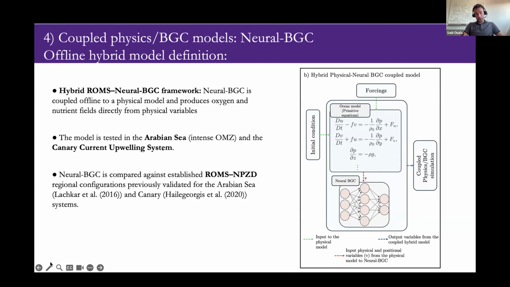And the second reason why we chose these two regions is that there were some studies that had already established a standard coupled ROMS NPZD model for modeling the biogeochemistry. So these are two regions for which we already have a baseline to compare our hybrid Neural-BGC model to.